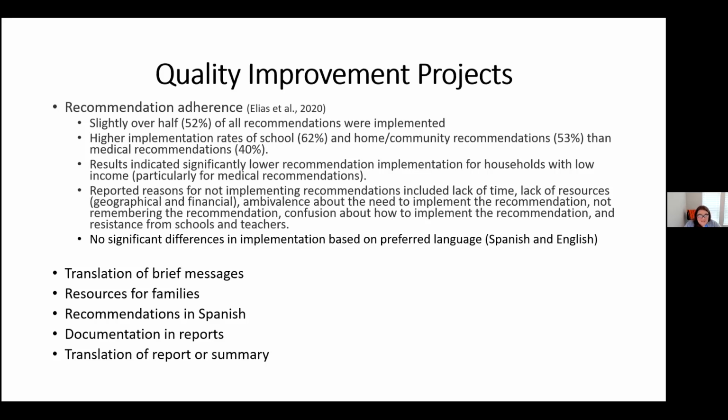So the reasons for not implementing were lack of time or lack of resources, ambivalence about the need to implement the recommendation, remembering the recommendation, confusion about how to implement the recommendation, and resistance from schools and teachers. So thinking about confusion or remembering, right? In a feedback session, the family is getting all this information. There's an interpreter, right? So think about ways in your system to make recommendations something that is written, right?